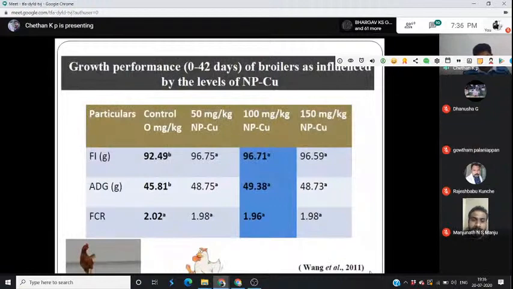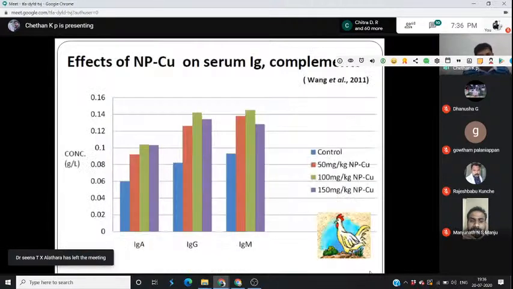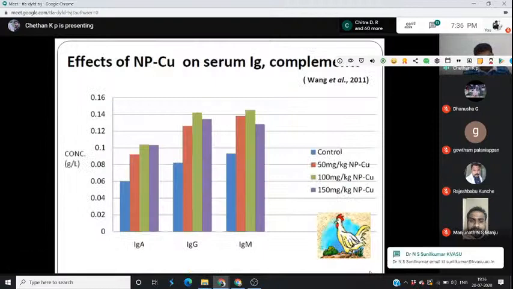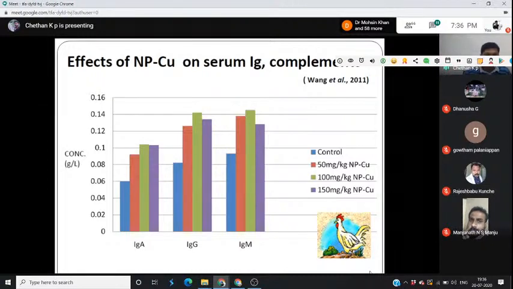That is an ADG of 49.3 and FCR of 1.96 at 100 milligrams of nano copper. And even the immunological parameters, the serum immunoglobulin, were much higher at 100 milligrams compared to the control group. So all the 50, 100, and 150 were comparatively higher than the control, but among these three, the 100 milligram per kg nano copper supplement gave better results.